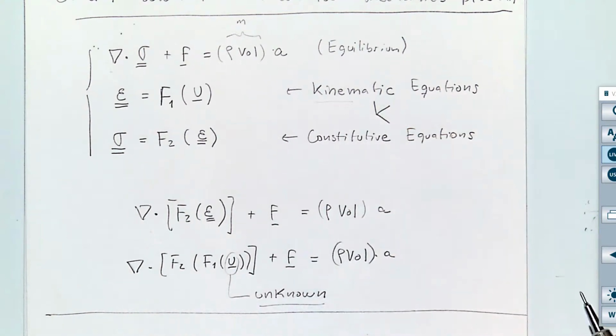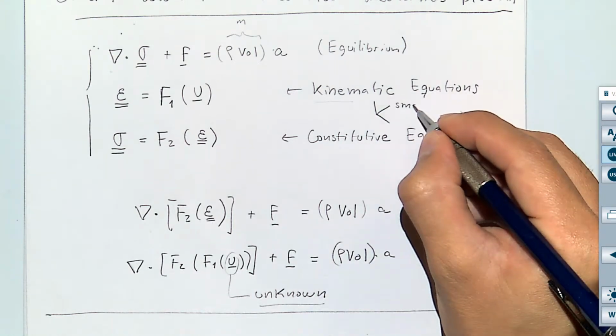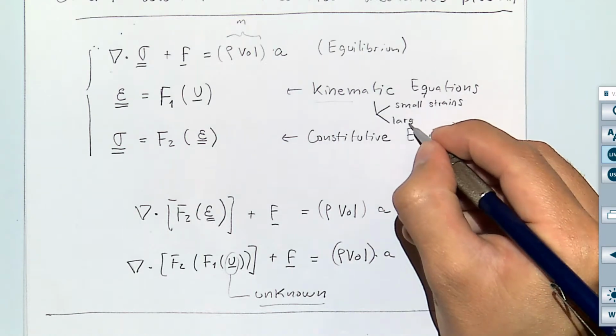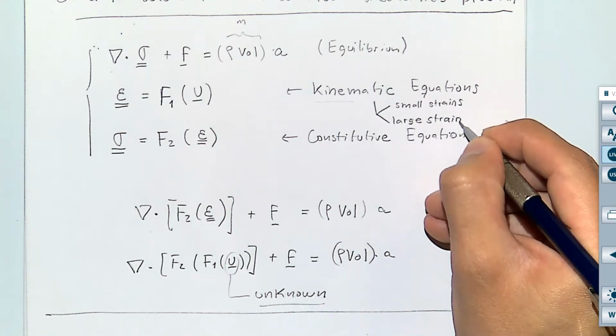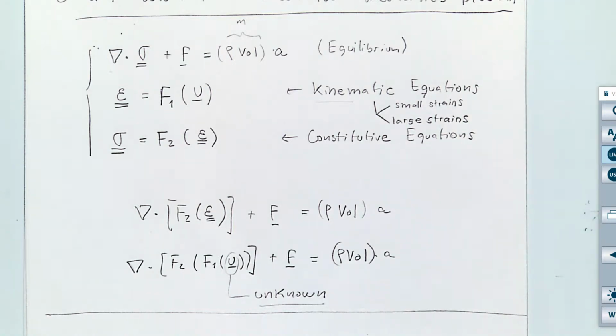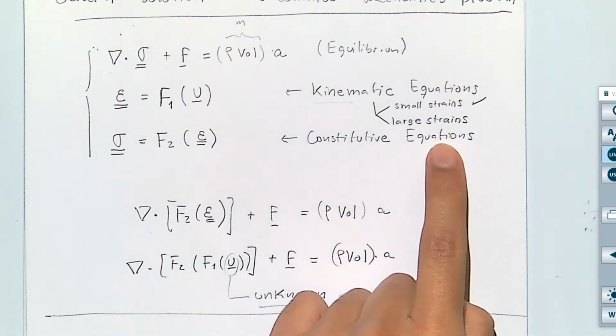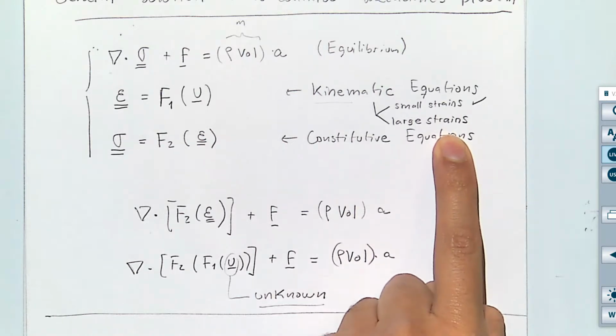In general, you can have kinematic equations for small strains and for large strains. Those are two cases in which you can write these kinematic equations, for large strains or for small strains. We're going to see the case of small strains, which are a little bit easier. But there are some very important problems that require formulations with large strains.